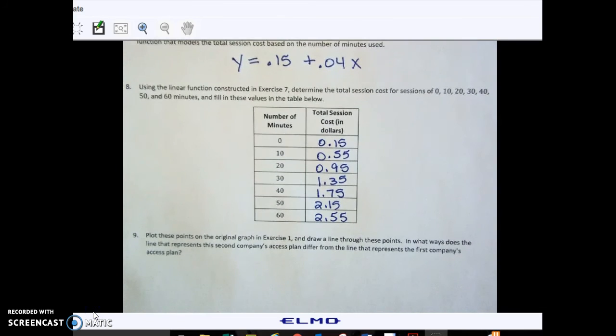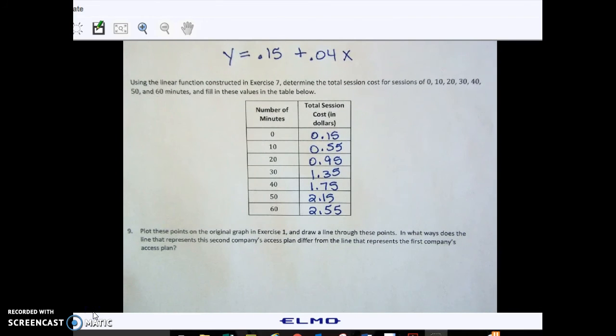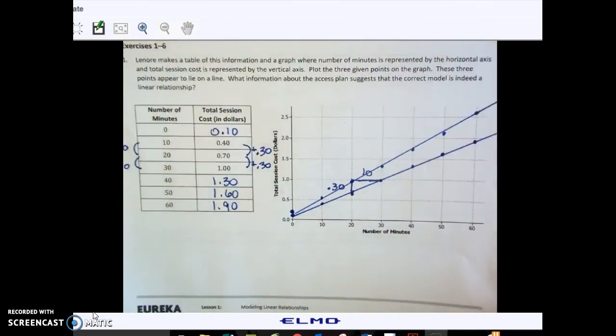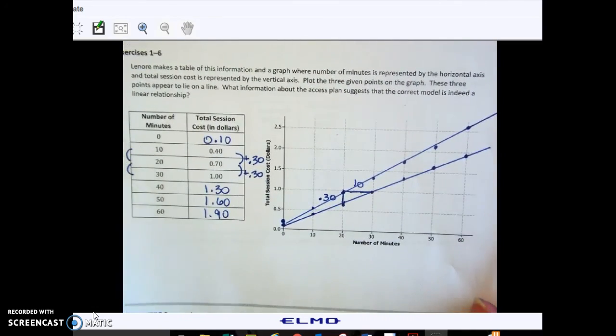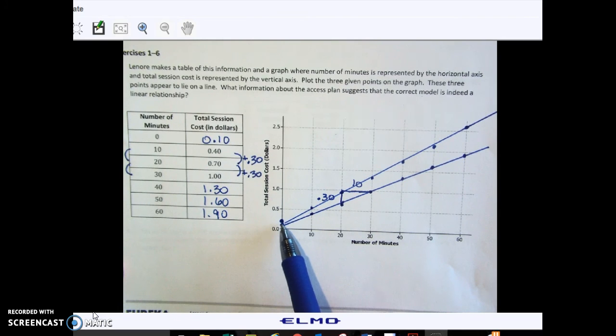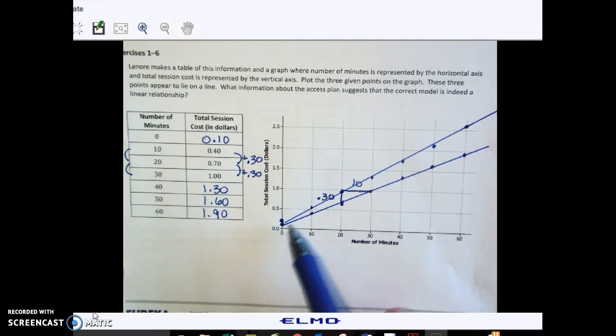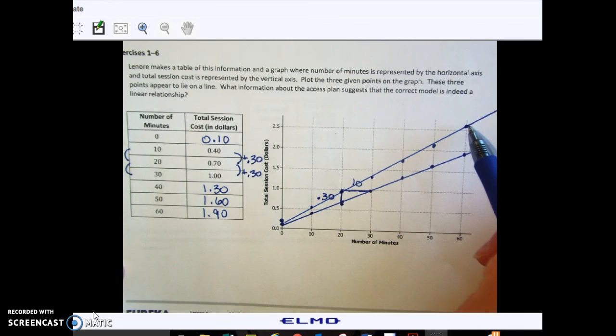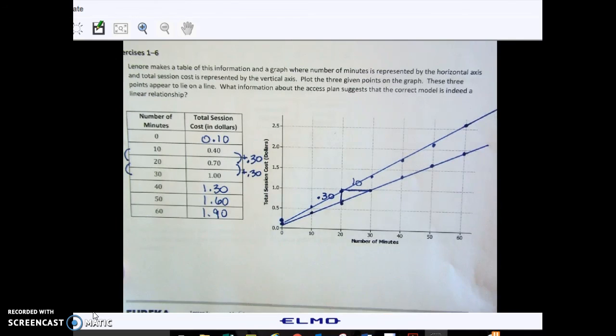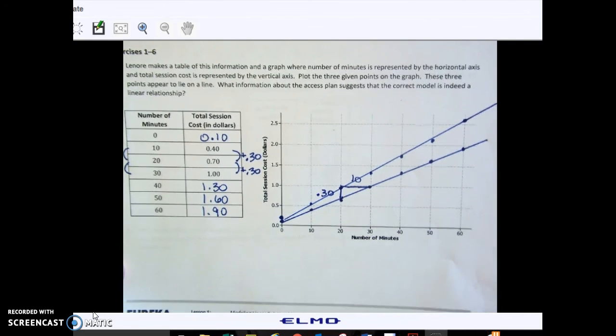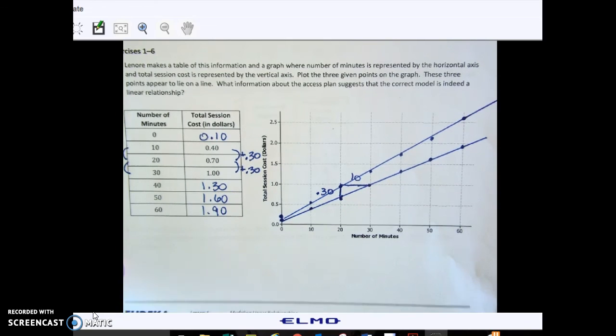Number 9 wants us to go back and plot these points on the graph back where we did the first example and compare the connection fees and the usage fees. So I've gone back here and I've plotted my points, 15 cents for 0 minutes up through at 60 minutes we were paying $2.25. So I plotted these points, I drew my line. And then if I want to compare these, I can see that it's costing more to connect, 15 cents versus 10 cents, and it's costing more per minute, 4 cents versus 3 cents.